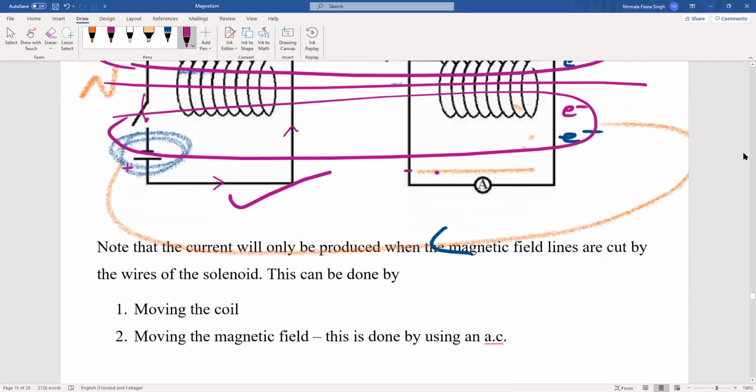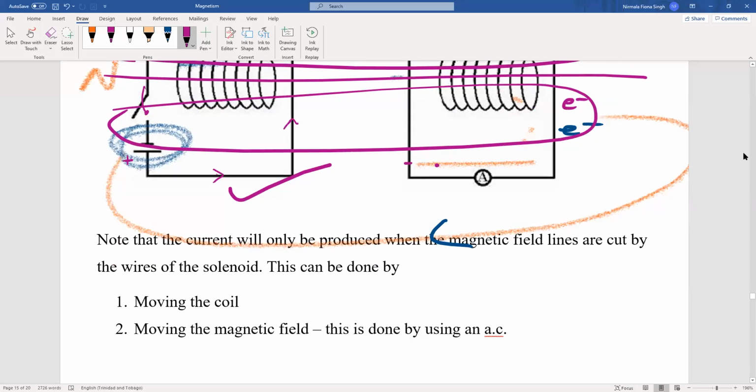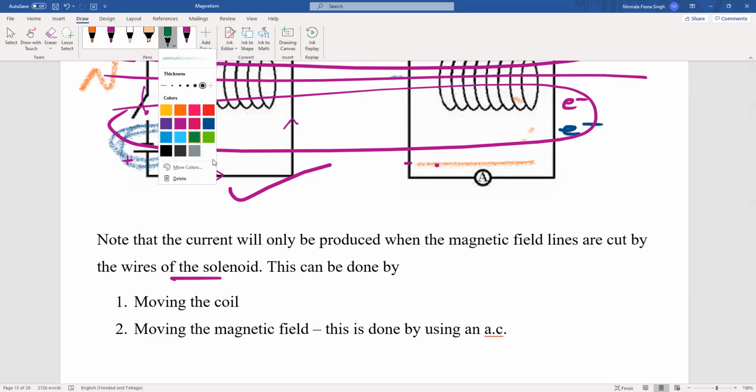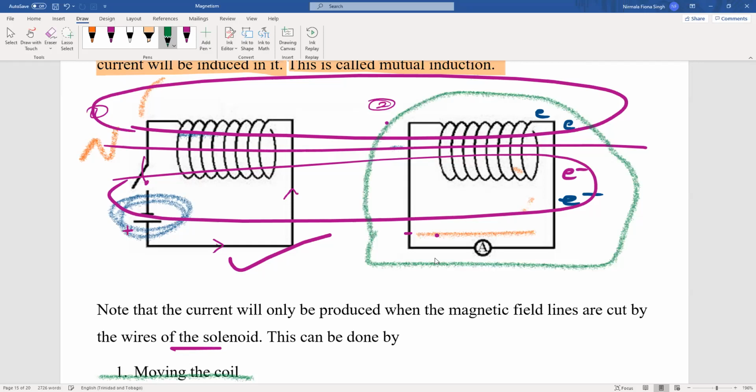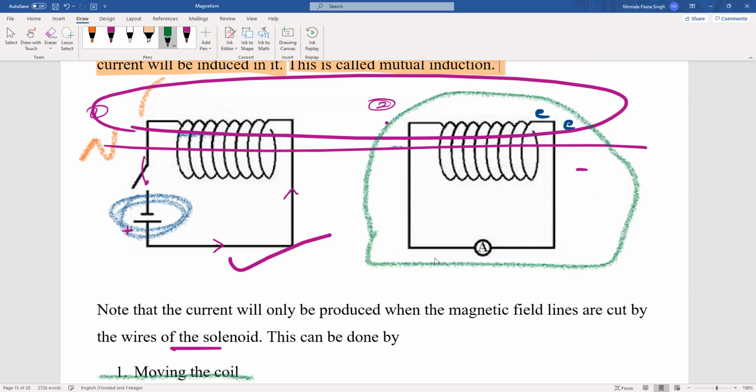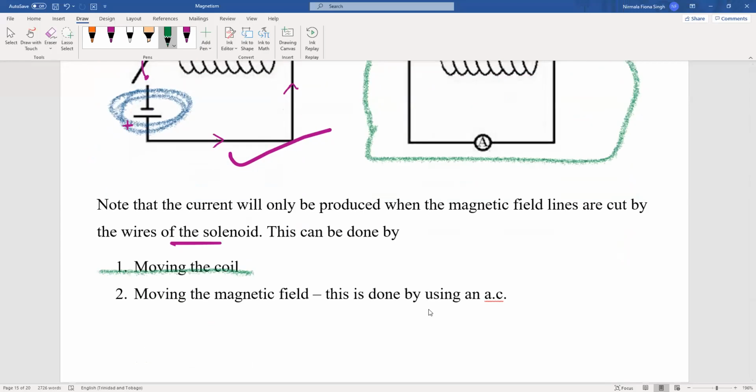All right, so let's see here. Note, the current will only be produced when the magnetic field lines are cut by the wires of the solenoid. This can be done by, one, moving the coil. So if I had taken the coil, that is the circuit, that's my coil 2 here, and moved it up and down, back and forth within the magnetic field, I would have created an electric current. Or we can move the magnetic field. This is easier to do.